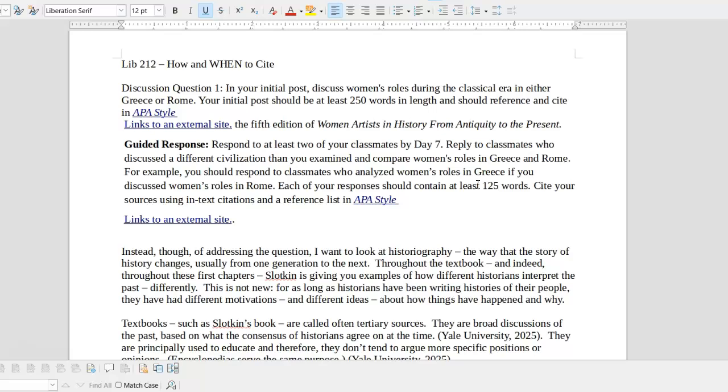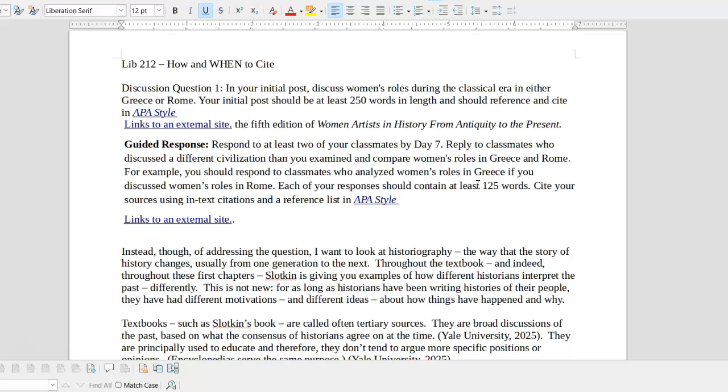So instead of me actually addressing the topic of that discussion, since I think most of you understand what you're supposed to be doing with it, talking about either Greek or Roman women in your top post, and then in your peer comments, talking about the women you didn't choose for the top post, that way you get to actually talk about both of them. I want to talk instead about this thing we do in history called historiography.